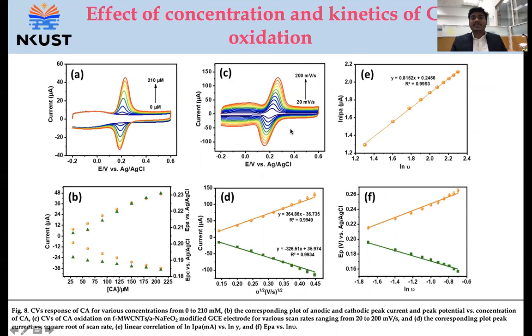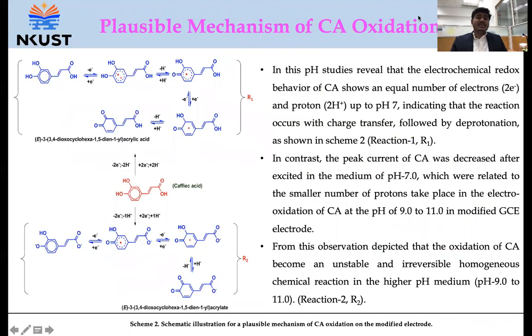We further analyzed the scan rate study, which also shows linear responses. Here we can see the possible mechanism of the caffeic acid sensor. In this pH study, pH 7 shows a high sensing display with good peak current, indicating a 2 electron, 2 proton transfer.